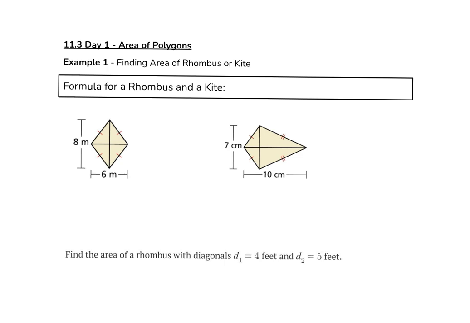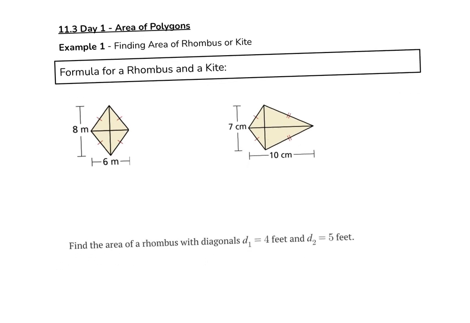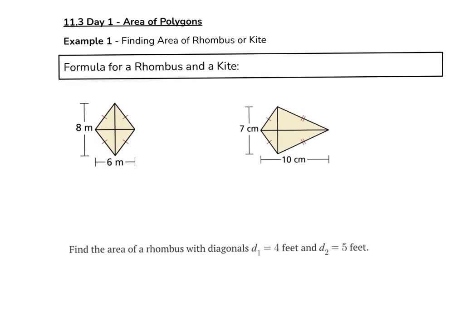We don't see shapes of things in rhombuses and kites very often, but if we wanted to find the area of these two figures, these two have the same formula. Area equals 1/2 times D1 times D2. D1 and D2 are the diagonals. So it's not even talking about the length of the sides.